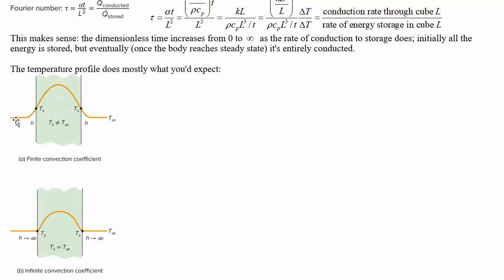So here is what a typical temperature profile would do. If you've got infinite convection, so as the convection coefficient goes to infinity, then what we end up with is a still reasonable shape inside the object, but it pins to a sharp transition right at the edge because the convection is dominating. So that's pretty much what you would expect.